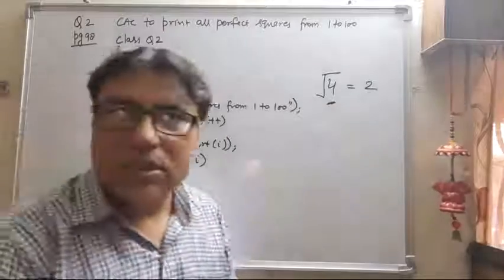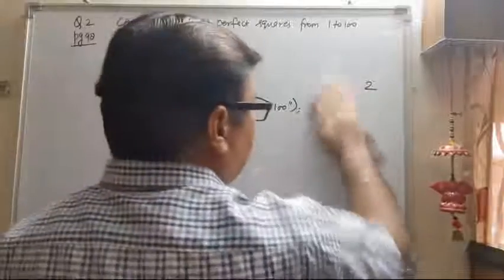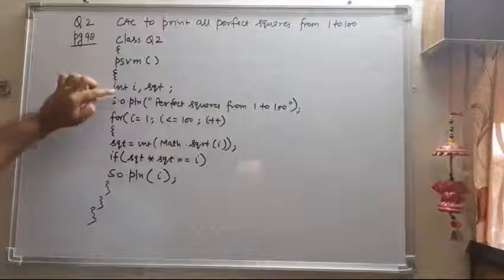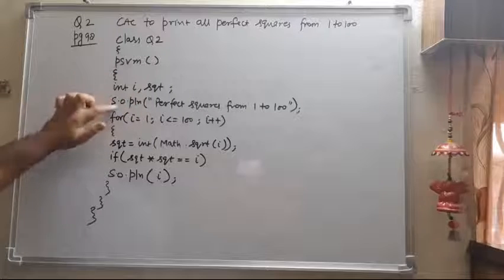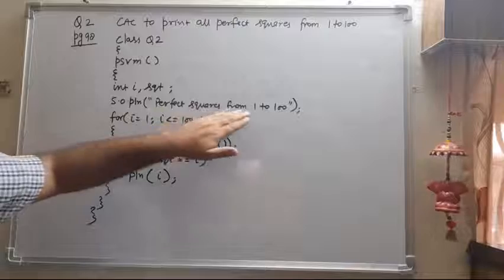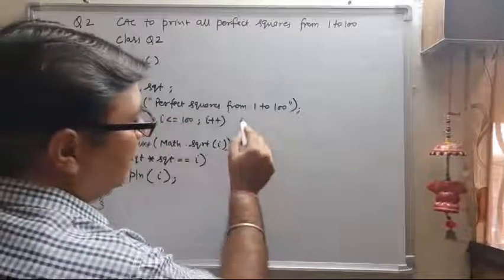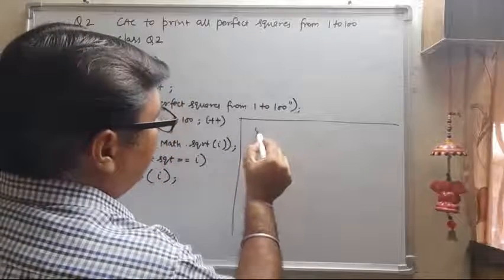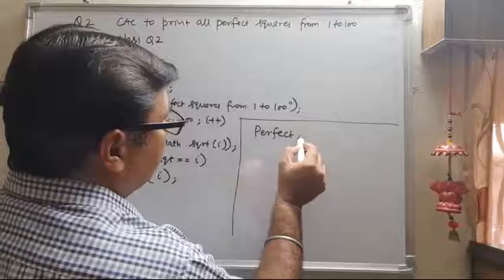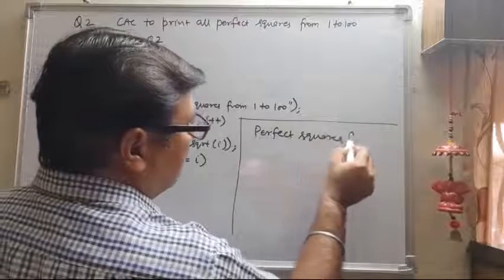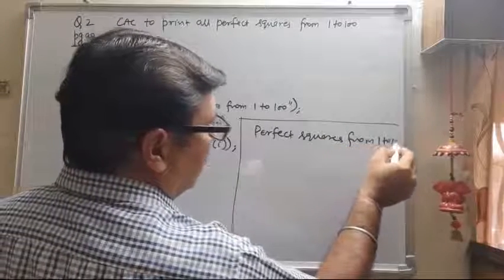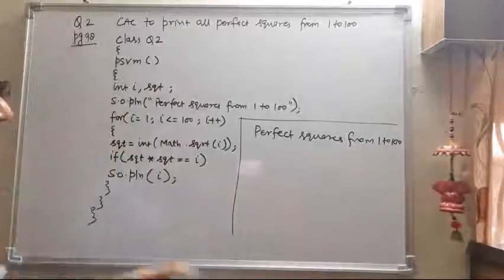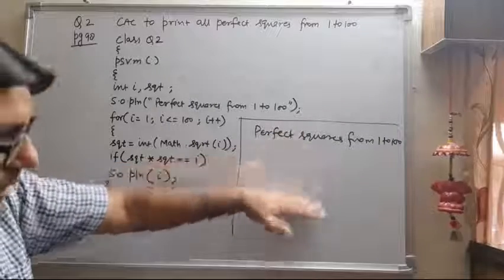Now let us see how this program works. First of all, we have taken class, public static void main, i, and a variable sqt. First of all, System.out.println prints Perfect squares from 1 to 100. Let us see what the output is. The output will be Perfect squares from 1 to 100. This is the heading shown on the screen, so that it is clear what is going to be printed next.